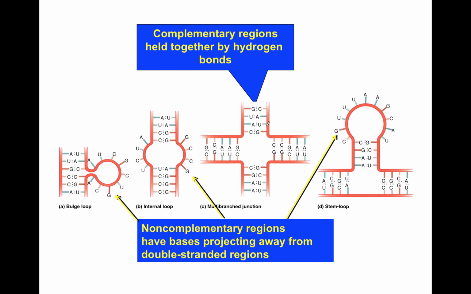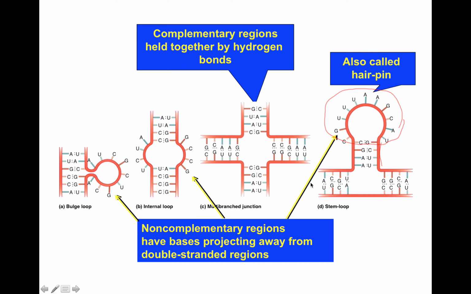Right here, a type of cruciform structure. Or you can have a very iconic structure that we see in RNA molecules called a stem loop structure, where you have a region of complementarity here, and then a region of non-complementarity that loops out. This is also called a hairpin.